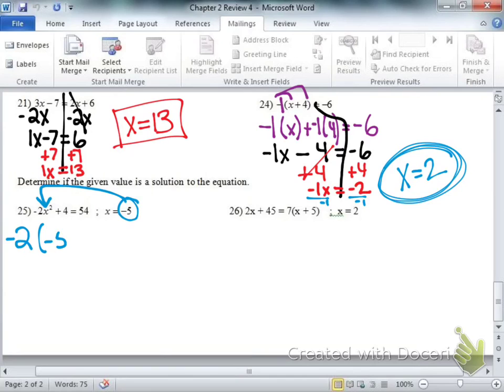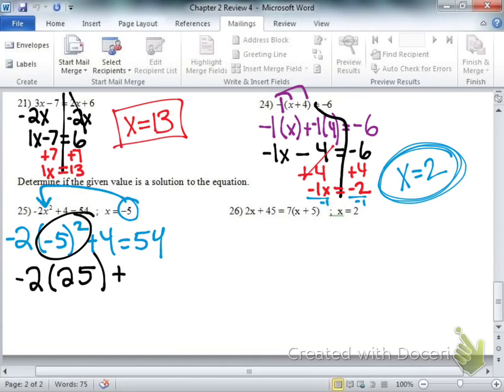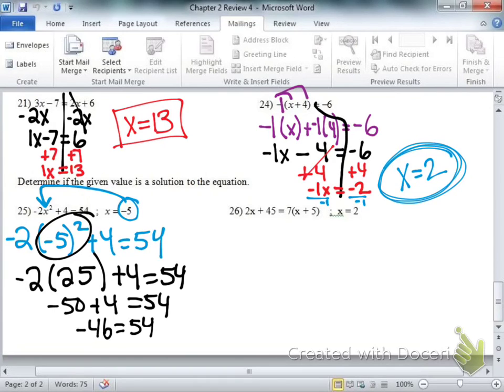So negative 2 times negative 5 squared plus 4 equals 54. We need to do exponents first. So that's positive 25. So negative 2 times positive 25 plus 4 equals 54. Did you say 50 or negative 50? Yeah, negative 50 plus 4. So we're off by a negative sign, right? Over here we're getting negative 46. Over here we're getting 54. So this is clearly a no. You have to get a true statement for it to be a solution. So this one's a no.